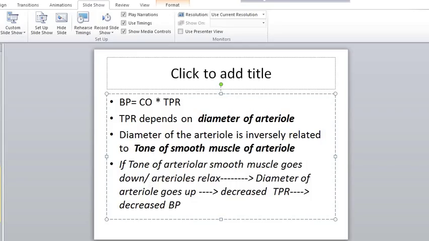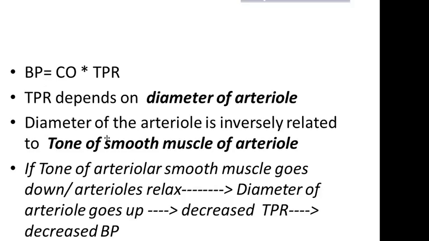On the other hand, if the tone of arteriolar smooth muscle goes down or the arteriole relaxes, the diameter of the arteriole goes up, and when the diameter of the arteriole goes up, you have a decrease in your TPR, or your total peripheral resistance will go down, and when your total peripheral resistance goes down, blood pressure will automatically go down, because blood pressure equals cardiac output times total peripheral resistance.